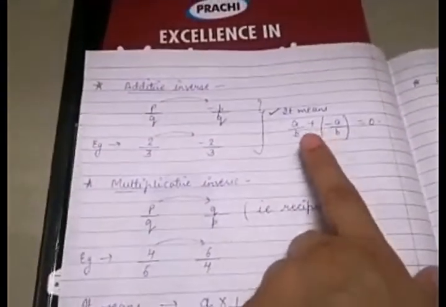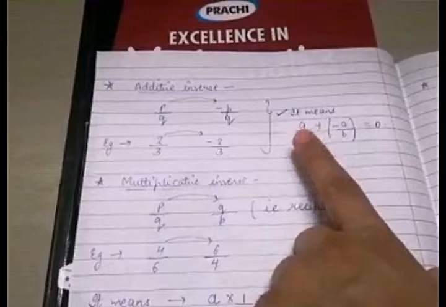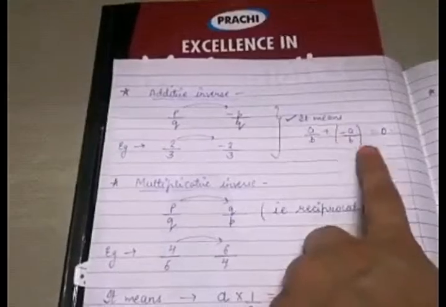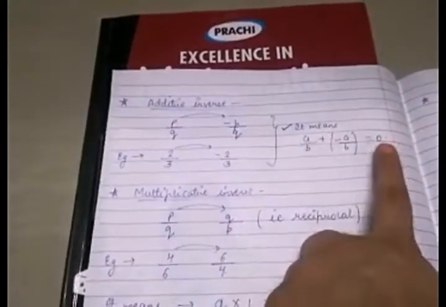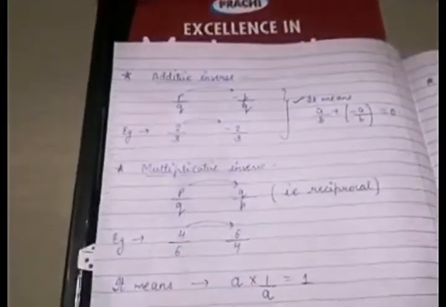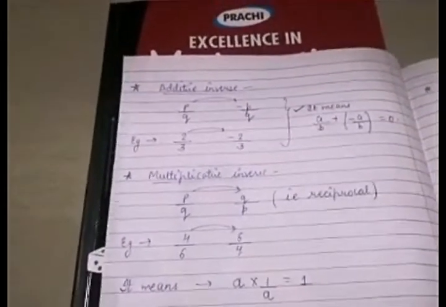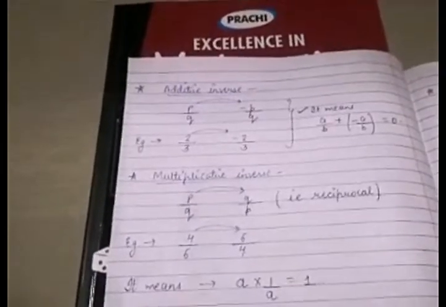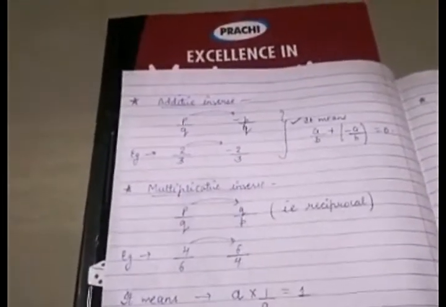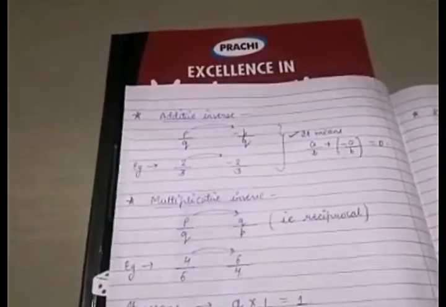The additive inverse property says that if you have A upon B, any rational number, its additive inverse is minus A upon B, and both numbers cancel and you get the answer 0. The question that comes in the exercise will be like: what is the additive inverse of minus 1 upon 2? The answer will be positive 1 upon 2. If the question is what is the additive inverse of 2 upon 3, the answer will be minus 2 upon 3.